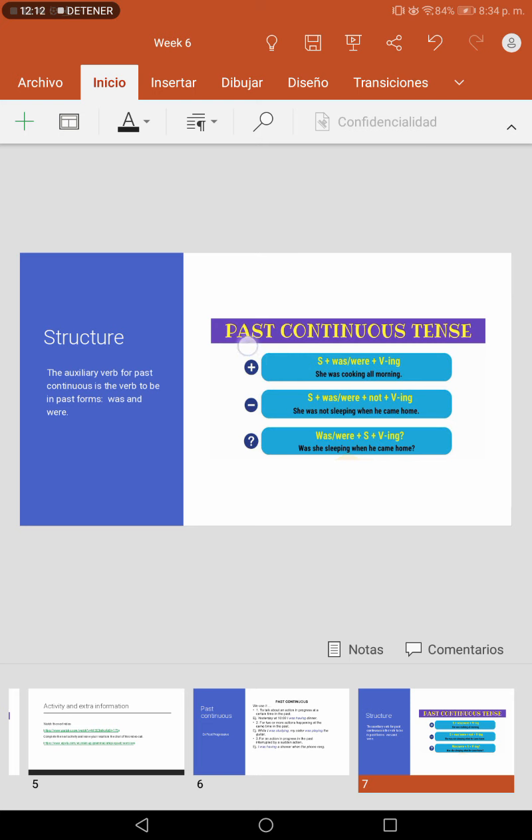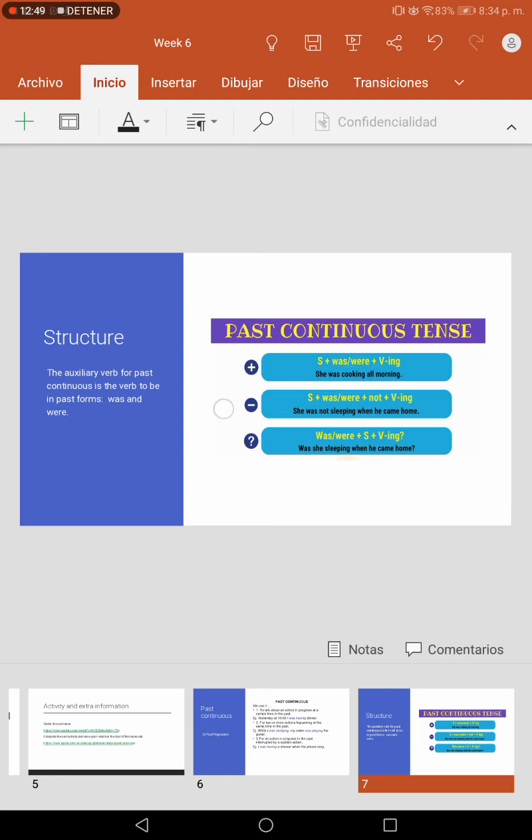Now, when we write sentences in affirmative in past continuous, first we need the subject, then we need the auxiliary verb was or were, and finally the verb in ing, nuestro verbo en ing. For example, she was cooking all the morning. Ella estaba cocinando toda la mañana. She, ella, was, estaba, cooking, cocinando, all the morning. Subject, auxiliary verb to be, was, because the subject is singular, and the verb in ing form.